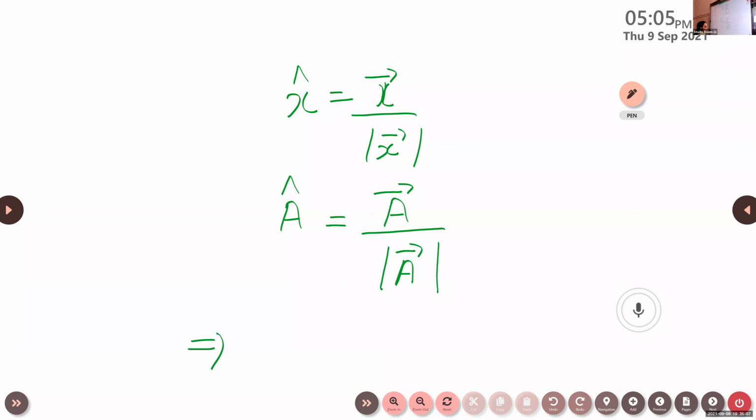Which implies vector A is equal to the magnitude of vector A into A cap. Let us rearrange the equation. A cap is equal to vector A divided by the modulus or magnitude of vector A, which implies vector A is equal to, bringing the magnitude of vector A to the left-hand side, so it becomes multiplication: vector A is equal to the magnitude of vector A into A cap.